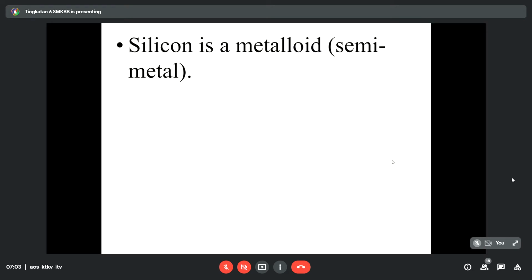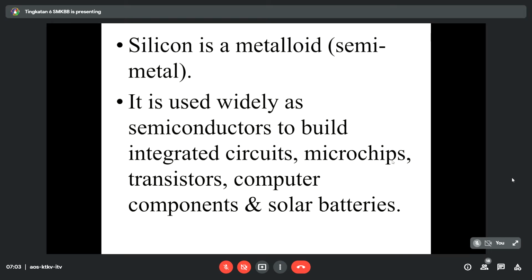Okay, of course, it is a semi-metal, or we call it metalloid. Silicon, of course, is a non-metal, or more precisely, semi-metal. Of course, forming a giant structure. Silicon connects to silicon. Okay, quite a giant. May not be 100% because it is semi-metal only.